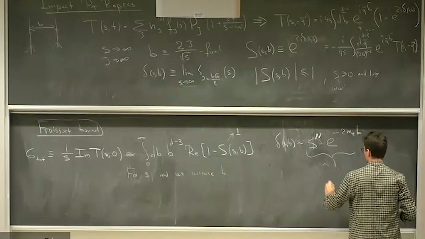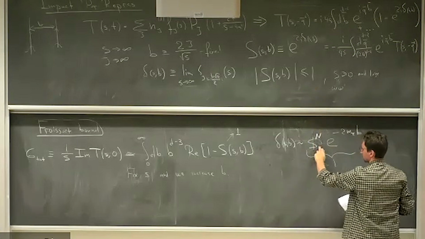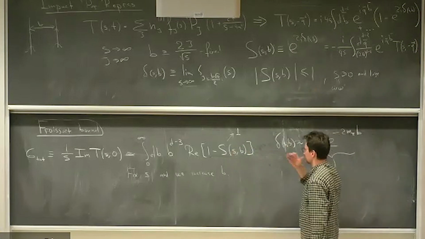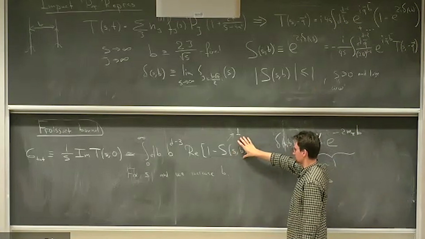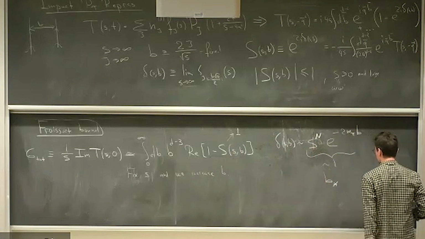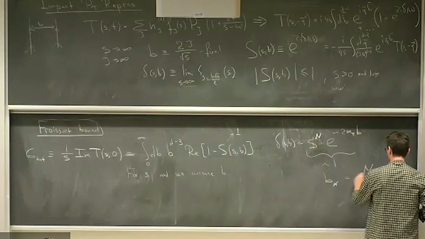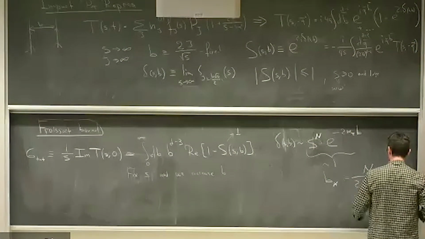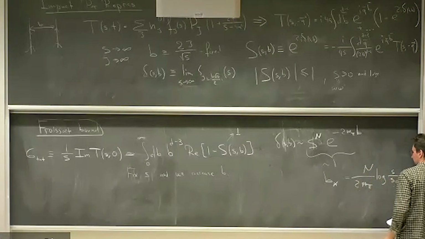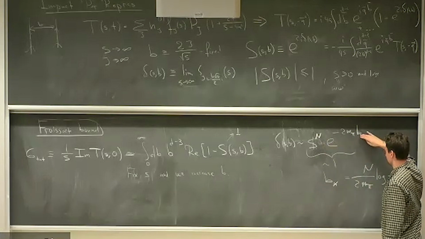And this object becomes of order 1 when, well, you can plug s with this formula into this integral and evaluate it, but you see that it effectively cuts off the integral at b star, which is when this guy is equal to 1. And this b star is n over 2 pi times log s naught. So it just scales logarithmically with s.